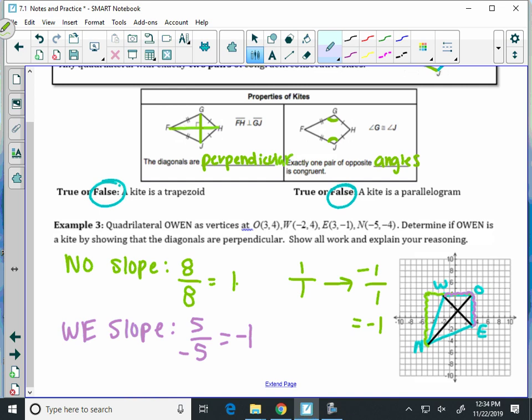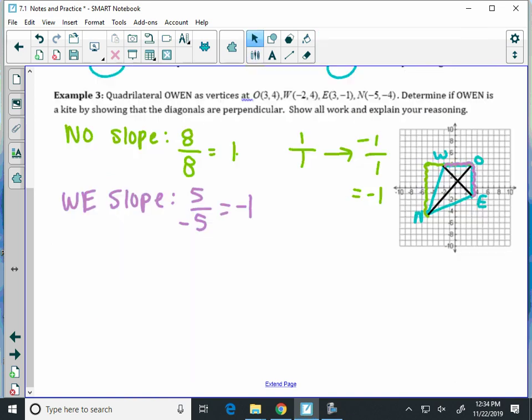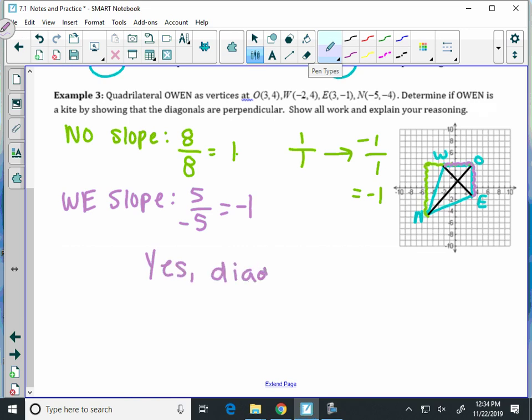So, is this a kite? Yeah, because the diagonals are perpendicular. So where they intersect, you're getting a right angle. You say yes, the diagonals are perpendicular.